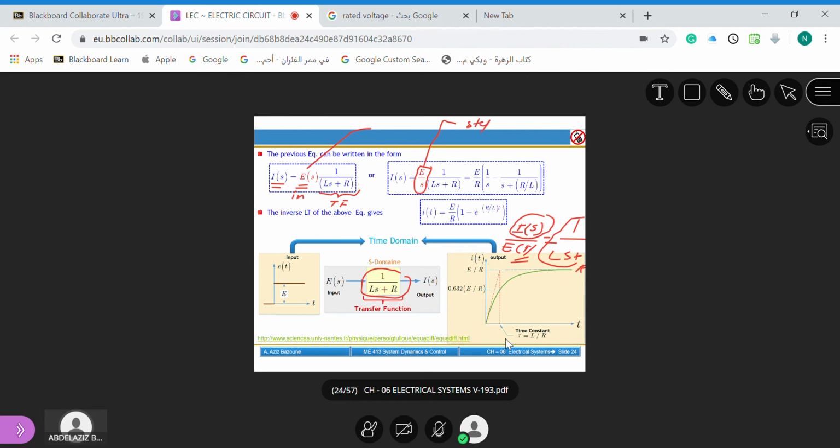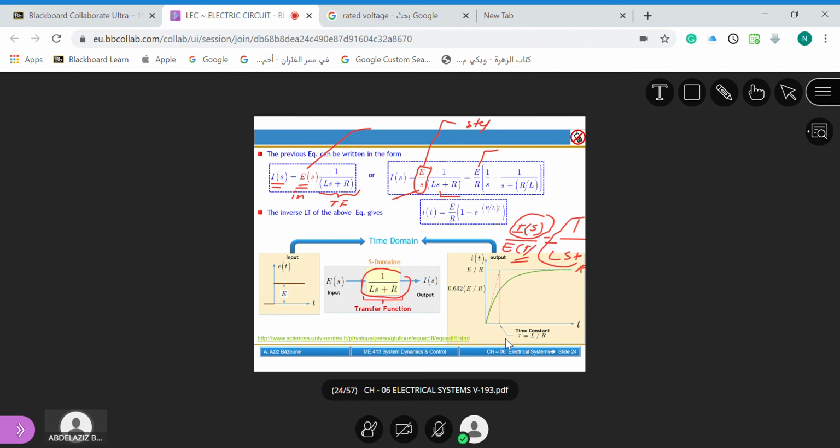And now we have LS over R. So you have two poles, at S equals 0 and S equals minus R over L. When you solve this, you have two poles. You can write it in partial fraction. When you write it in partial fraction, you will find this relationship. You will find E over R as common, and you have 1 over S minus this one.